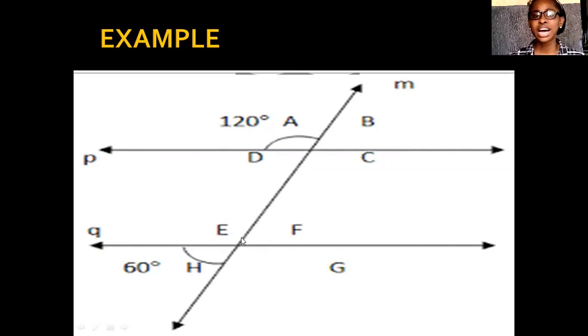This is 120 degrees, and E is a corresponding angle to it. Since E is a corresponding angle, and corresponding angles are equal, E is equal to 120 degrees. Since H is 60 degrees, F is equal to 60 degrees, because vertically opposite angles are equal. So we have G. G is equal to 120 degrees, because vertically opposite angles are equal.